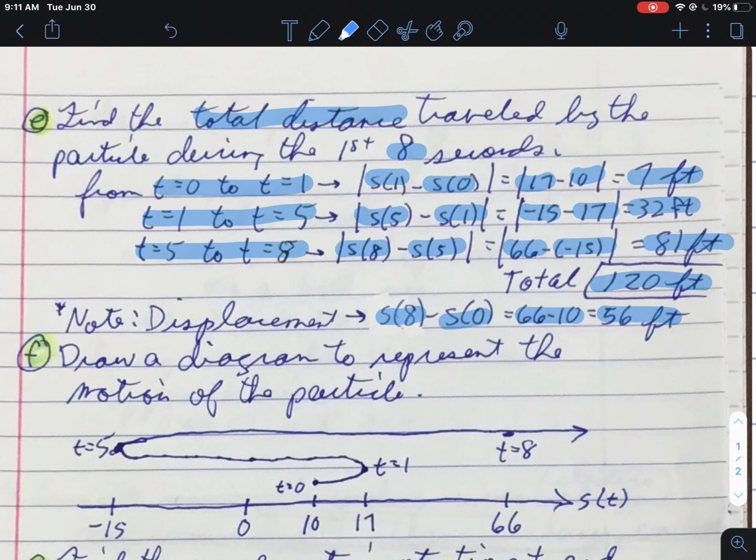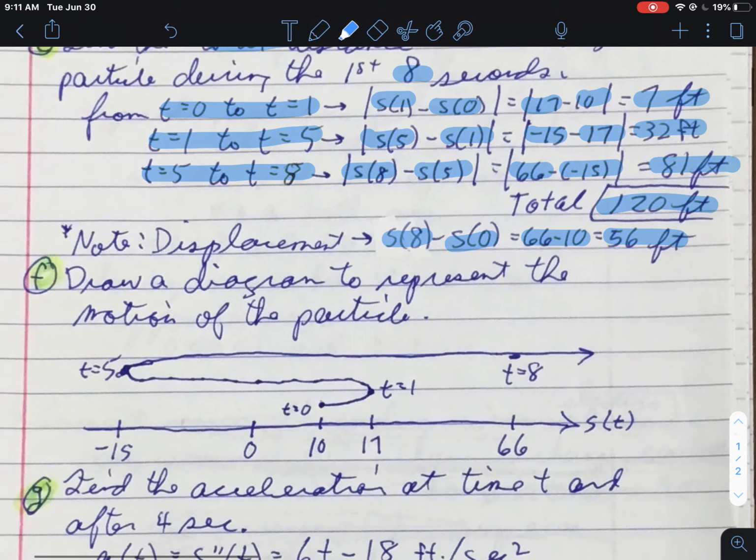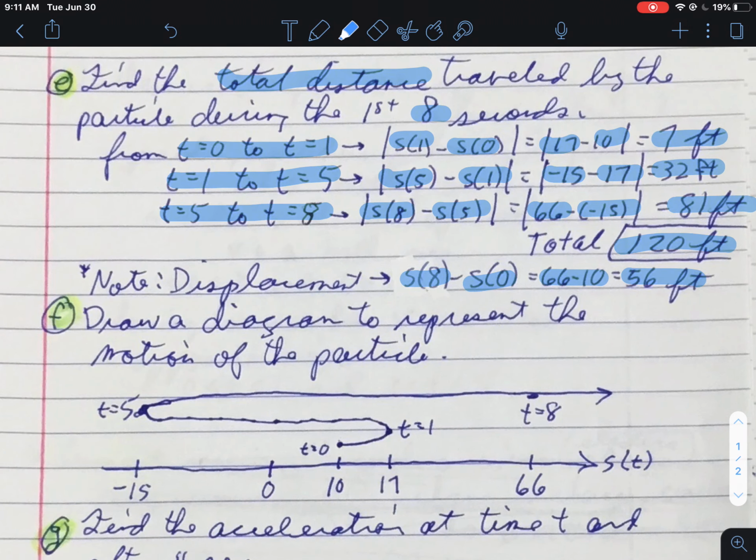Part F maybe illustrates that even a little bit better, because there we're drawing a diagram to represent the motion of the particle. All right. So on our number line, that's our position. So I have this labeled as s of t. And you always want to make sure everything is labeled. You just need to be clear, learn to label things. I keep telling y'all, it's organization. You have to clearly label things so when you look at it, you know exactly what you're talking about. And now that we're working with multiple functions in the same problem, that's even more critical.